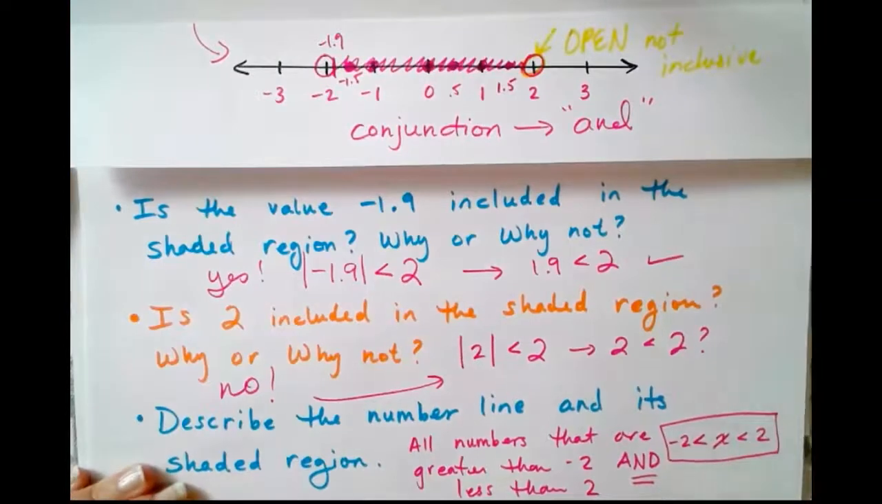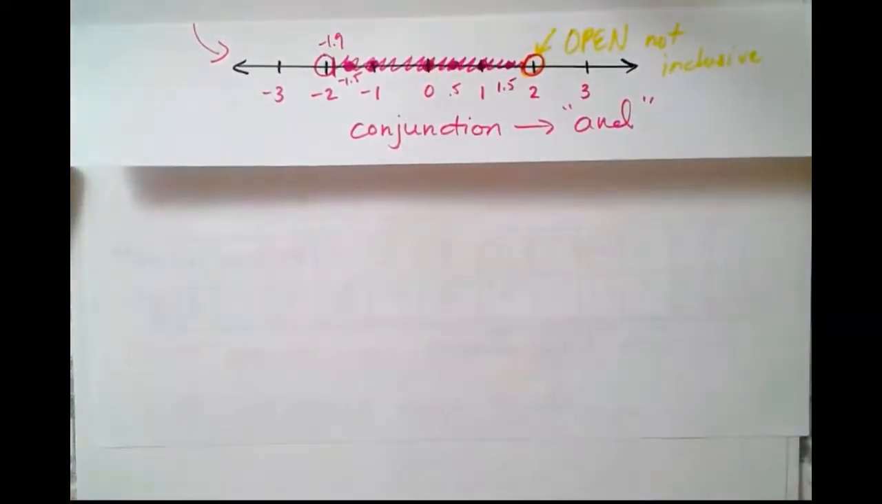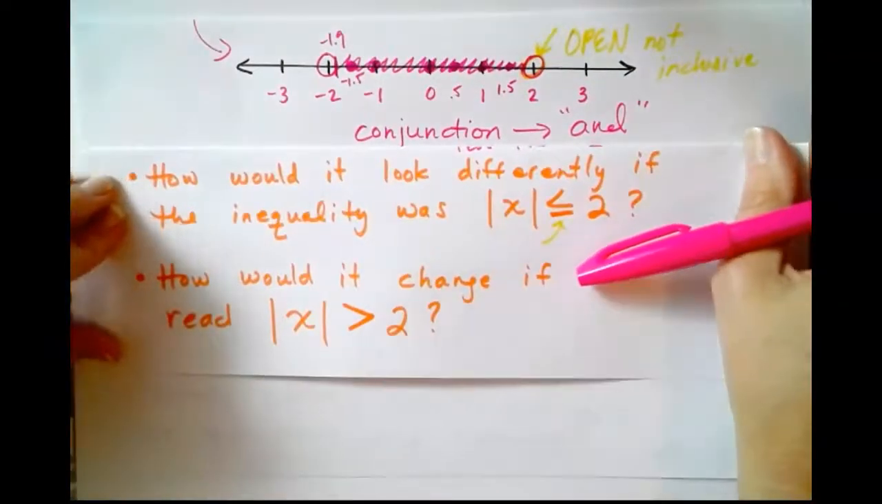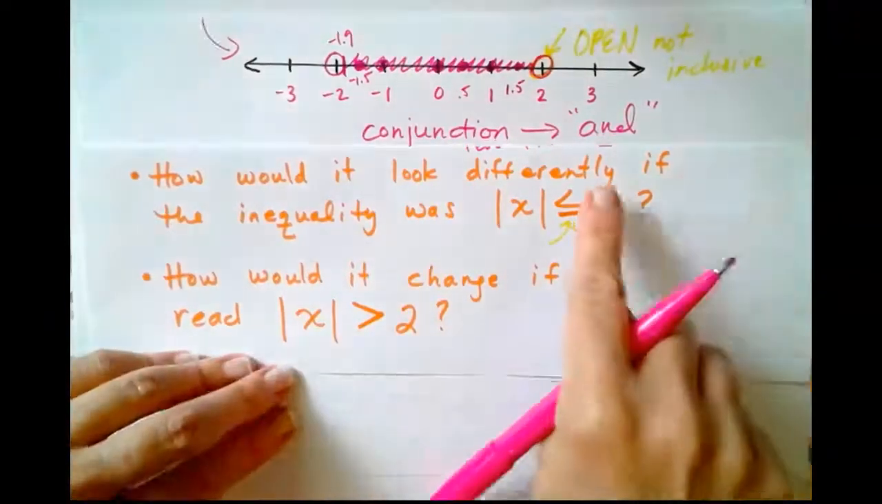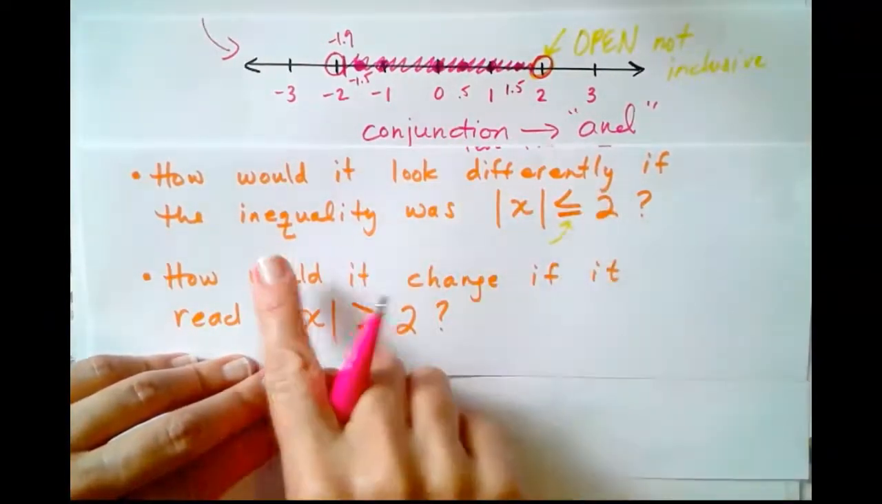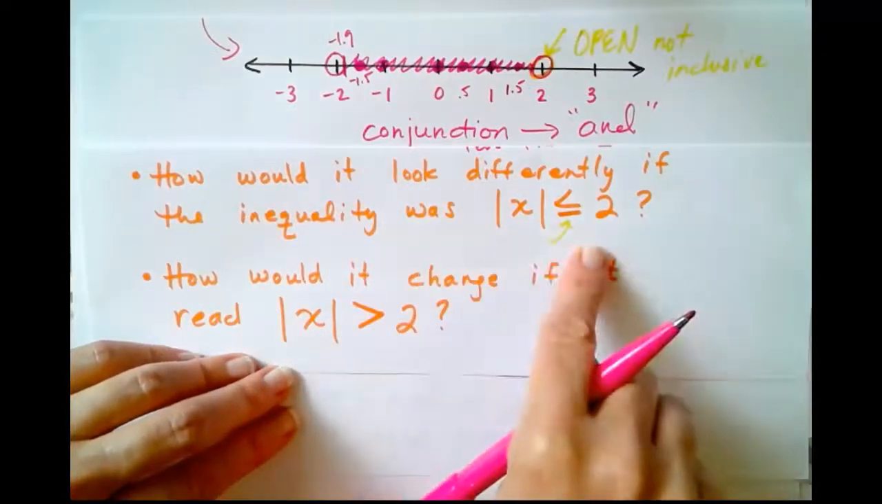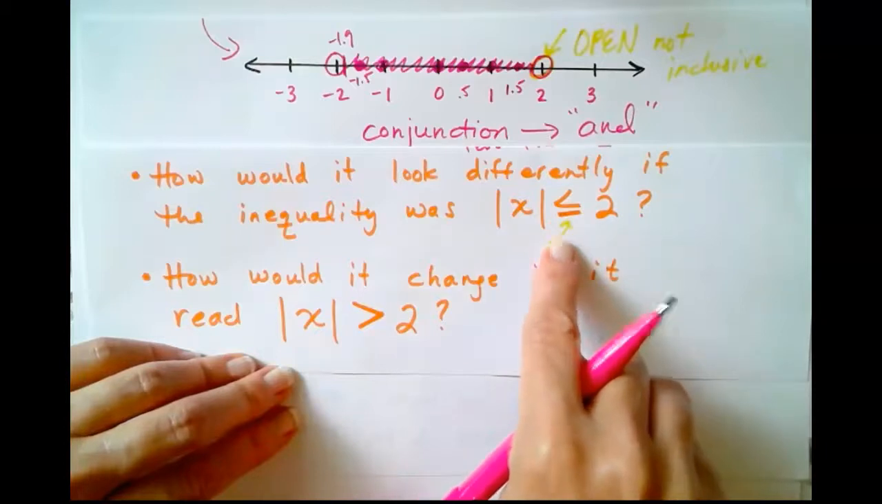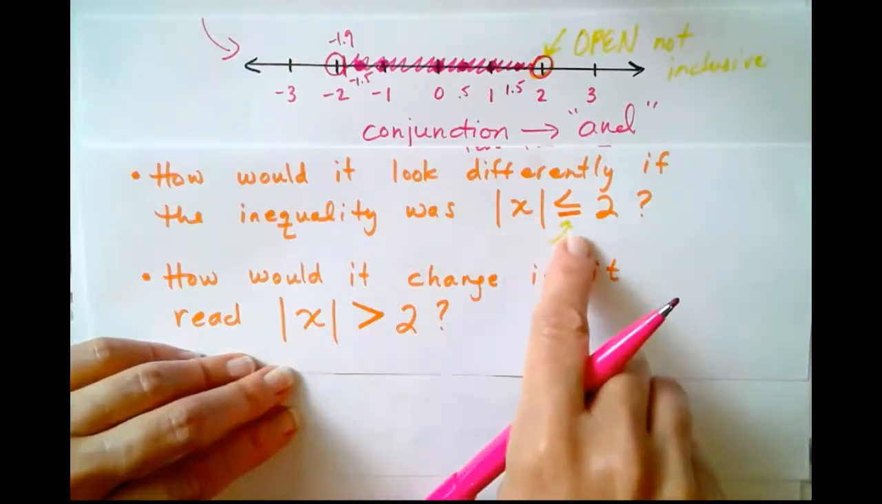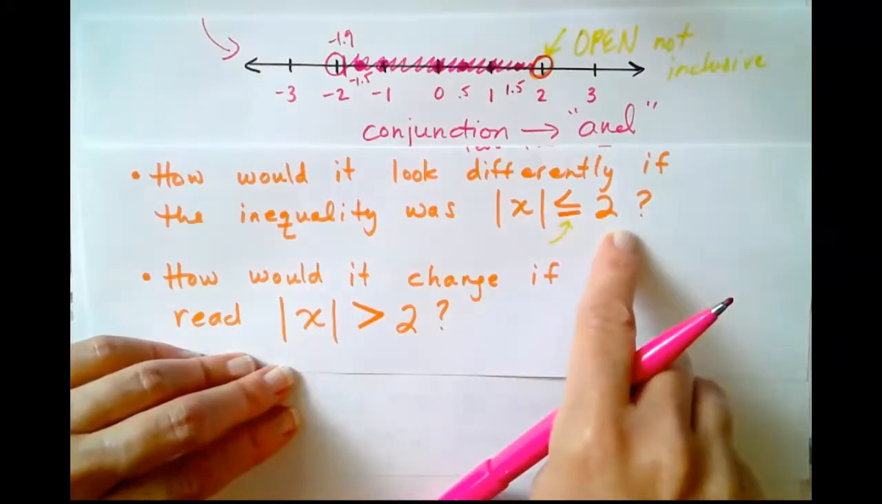Now, let's look at another question. Let me fold my handy dandy paper here so you can read the question. So, how would the number line look differently if the inequality was changed not to be strictly less than 2, but the absolute value of x is less than or equal to 2.